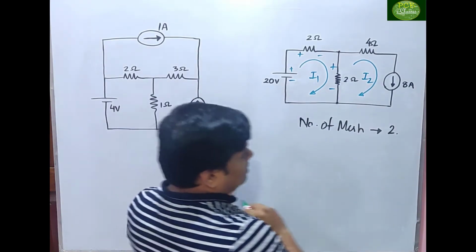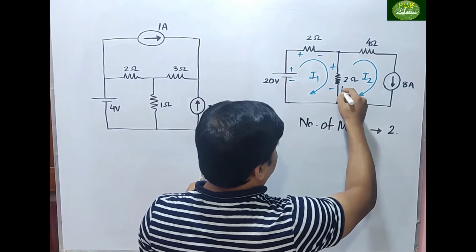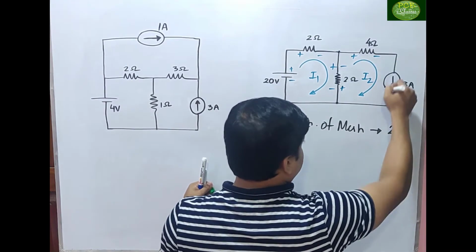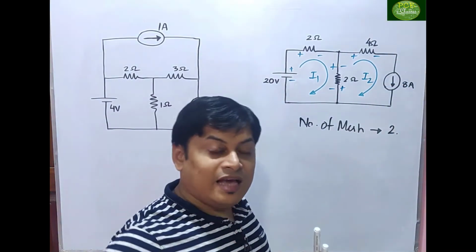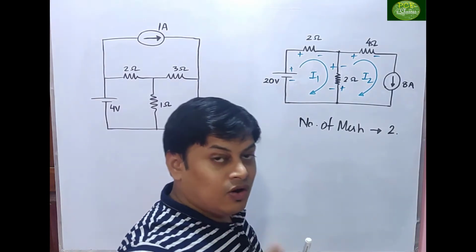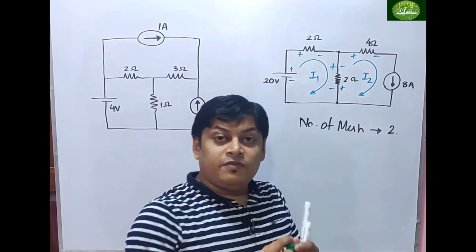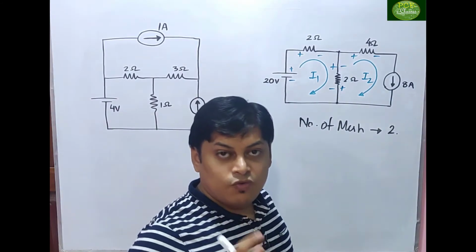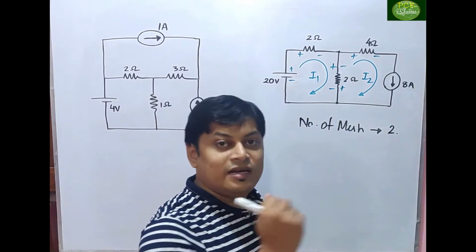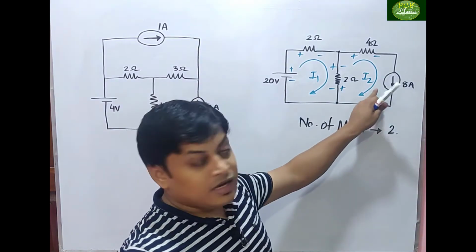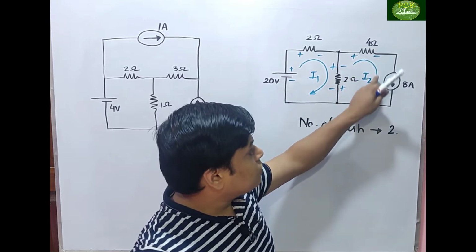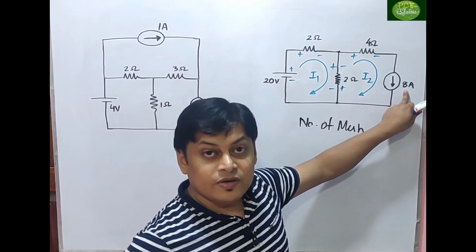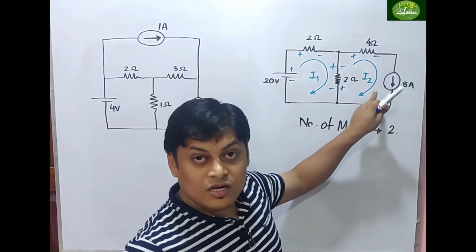As per the second mesh, this will be positive, this will be negative. But can I say this one is positive and this one is negative? No. Can I assume the polarity? No. Why? Already in the super mesh I have said it: if a current source is present, we cannot apply KVL unless we know the voltage across that current source. So we cannot apply KVL here. So if I am taking this one as I2, it indicates that it is 8 ampere because it is in the outer loop.